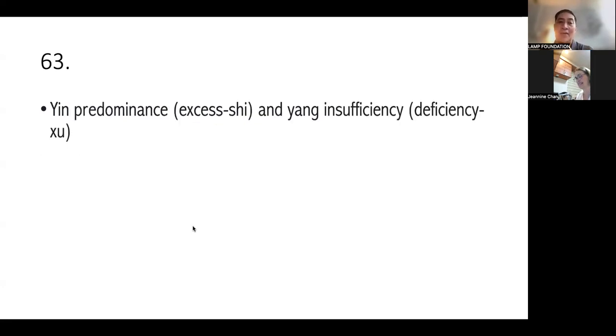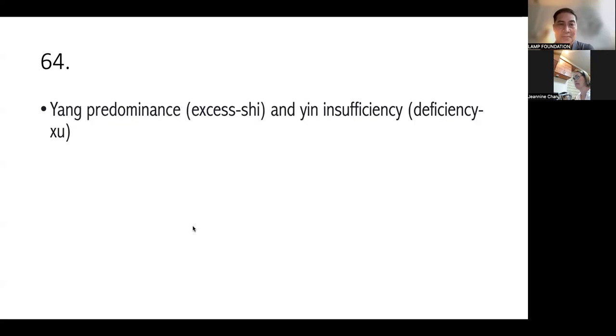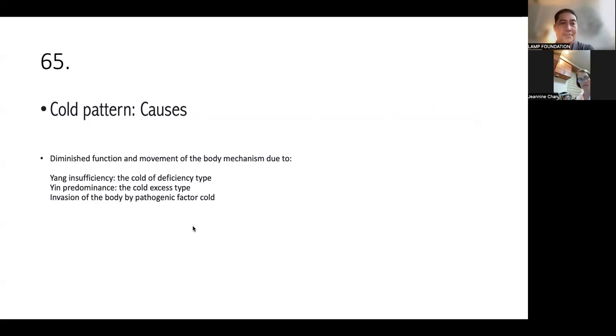Okay, what is yin predominance and yang insufficiency? Cold. Very good. And what is yang predominance and yin insufficiency? Heat. Great. Causes of cold pattern. It's due to yang insufficiency, the cold of deficiency type; yin predominance, the cold of excess type; invasion of the body by a pathogenic factor cold.